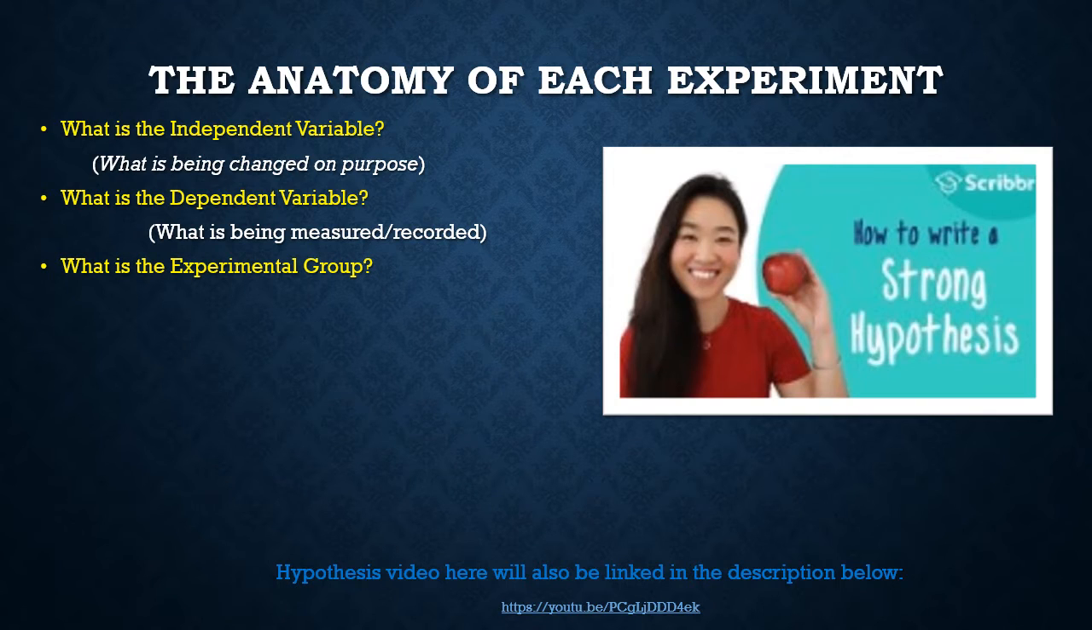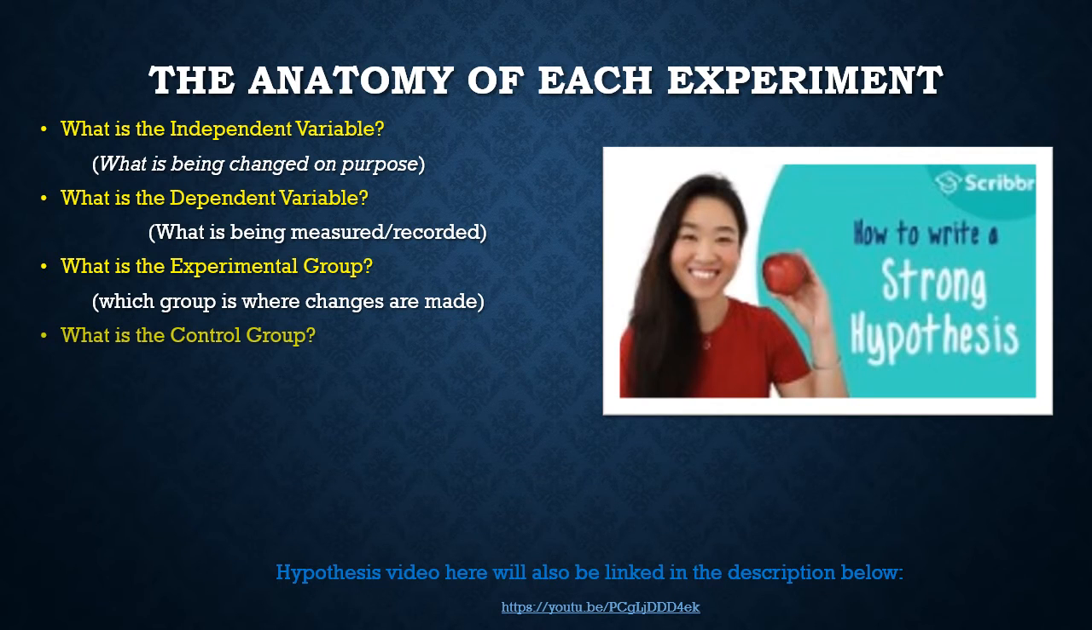Then you should be able to determine what is your experimental group and what is your control group. Now the experimental group is really the group where the changes are made. Usually this is the group you're the most curious about, but it's where the changes were actually made in contrast to the control group, which is what we're comparing the experimental group from. So where you make the changes, that's your experimental group, and you have to usually have a comparison to see what would have happened if you hadn't made those changes. That's the control group.